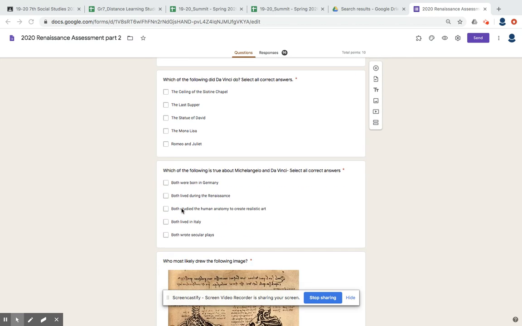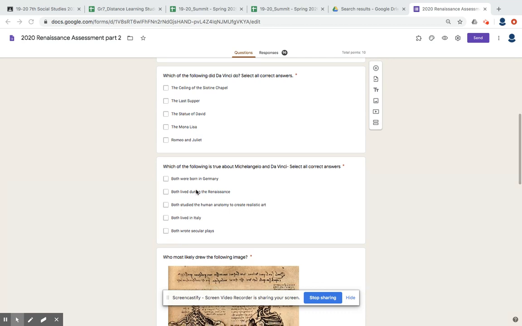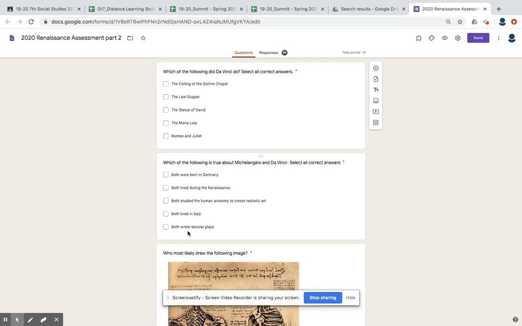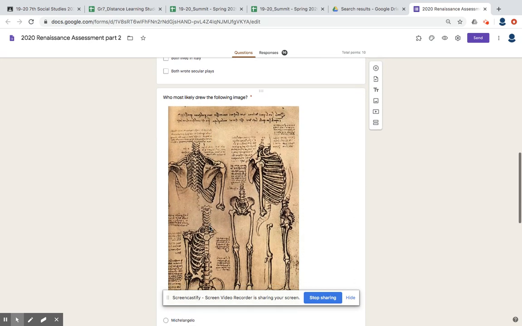Which of the following is true about Michelangelo and Da Vinci? They were not German, they were Italian. They both lived during the Renaissance, that's true. So you should have selected that one. They both did study human anatomy. That's how they were able to create very realistic images. They both lived in Italy. So the answers were they lived in the Renaissance, they both studied human anatomy, the human body, they both lived in Italy. They did not write secular plays. That's Shakespeare.